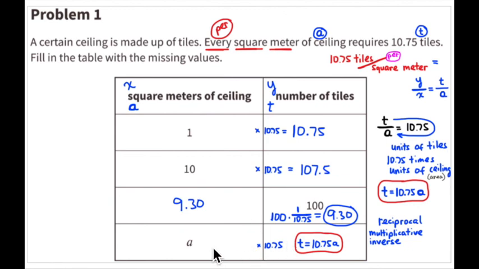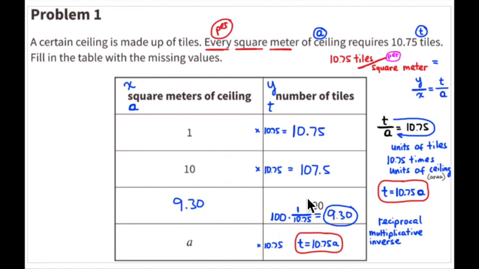And that equation is down here. We wrote that equation up here. I'm going to skip this row just for a moment. That equation, we wrote it up here. But the number of tiles, this column, y, or t, is 10 7/75 times the area. So the number of tiles is a number that's a lot bigger than the number of square meters of area that you need to cover.